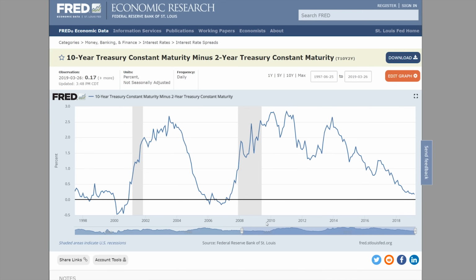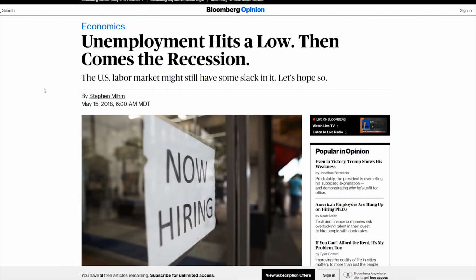So far we have the pattern of bull markets and their average length, and then we have the yield curve inverting. So we have two pretty big indicators of an upcoming recession. Now let's go on to the third thing that I want to look at, which is the unemployment rate. Let me go over to this Bloomberg article right here. Okay, so here's a Bloomberg article.